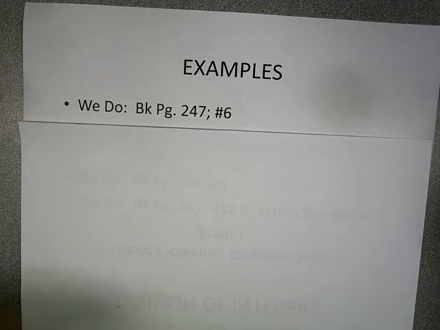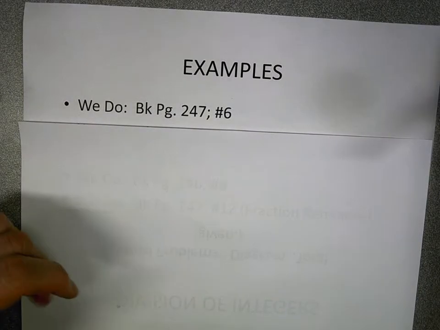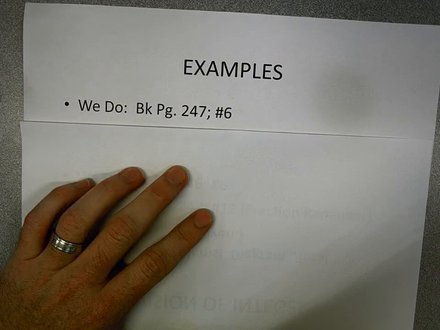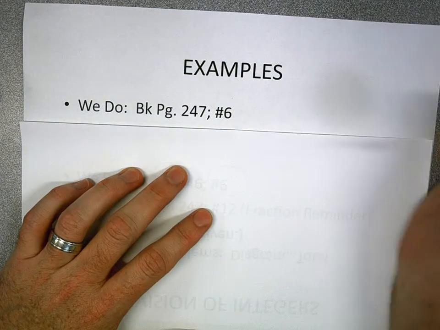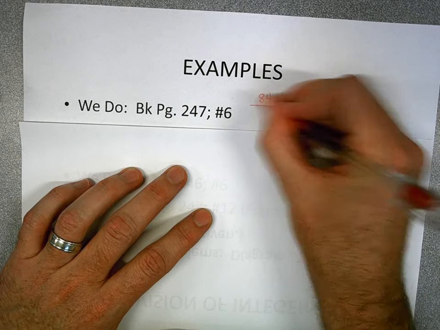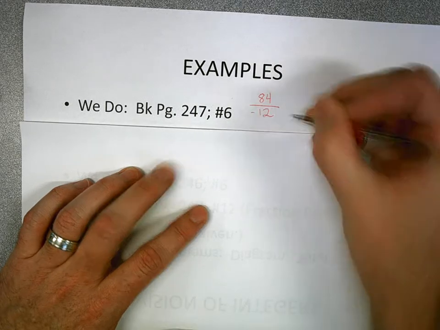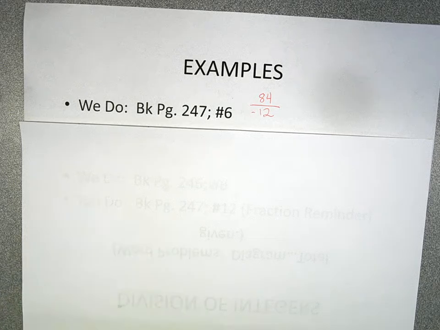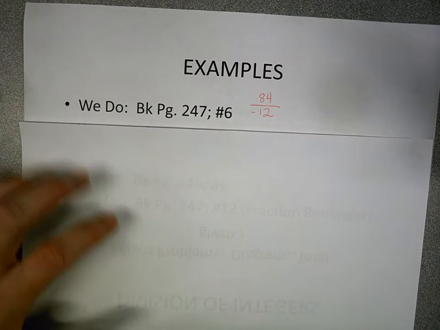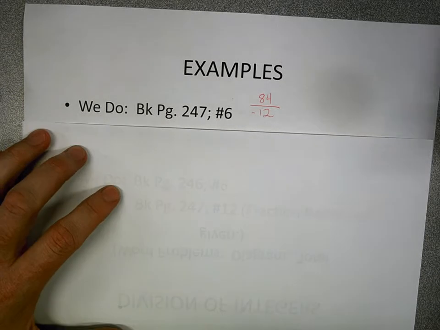Okay, and let's look at problem number 6. Okay, number 6 in your book reads like this: 84 divided by negative 12. 84 divided by negative 12. Okay, now the steps I'm about to write down should look pretty familiar to you, so here we go.